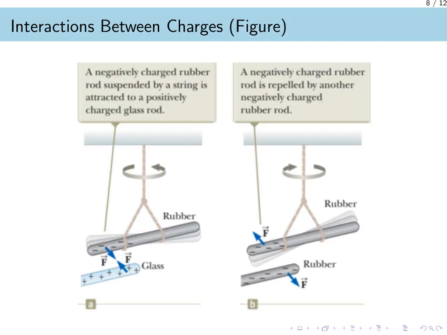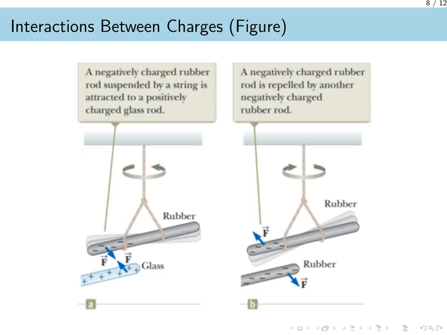The figures on this slide visually summarize the charge interactions we just defined. In the first scenario, labeled A, a negatively charged rubber rod is suspended by a string. When a positively charged glass rod is brought near it, the force vectors, labeled F, point inward toward each other. This indicates that the rubber rod is attracted to the glass rod. In the second scenario, labeled B, the suspended negatively charged rubber rod is approached by a second negatively charged rubber rod.